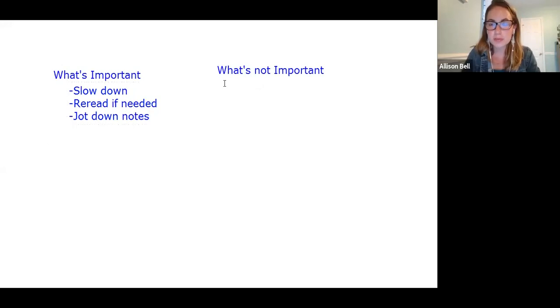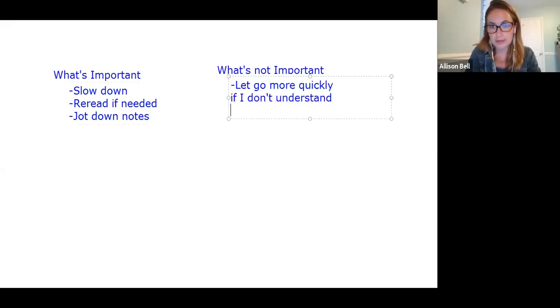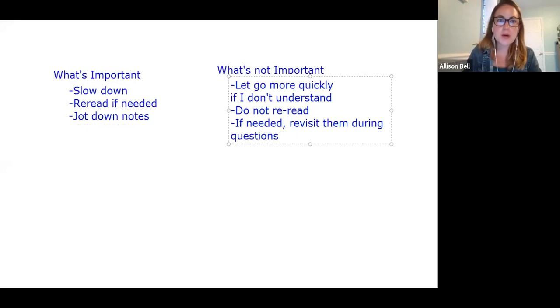For what's not important, I definitely read it still. I definitely make sure my eyes are moving over that text, but I let go more quickly if I don't understand. So I do not reread those portions. Instead, if needed, I revisit them if I'm asked a question about them. So what would I put on each of those lists?